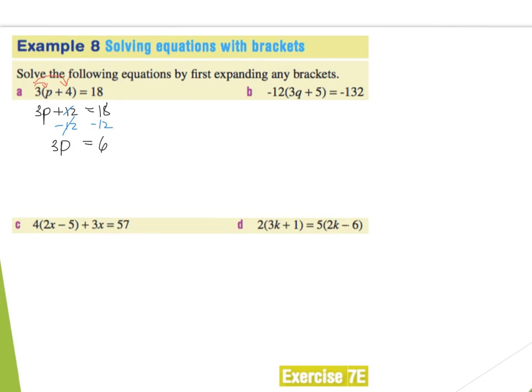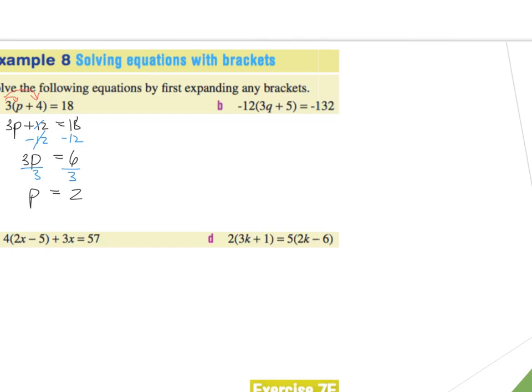Now I want to get rid of the 3 by dividing by 3 on both sides, and that will give me my final answer of p equals 6 divided by 3 is 2. I can once again check my answer. If you substitute 2 in there, 2 plus 4 is 6, 6 times 3 equals 18. Let's look at the following example.